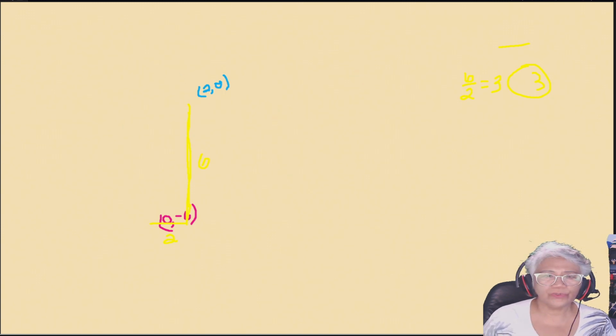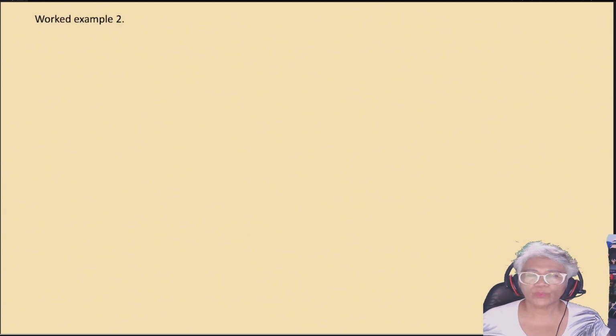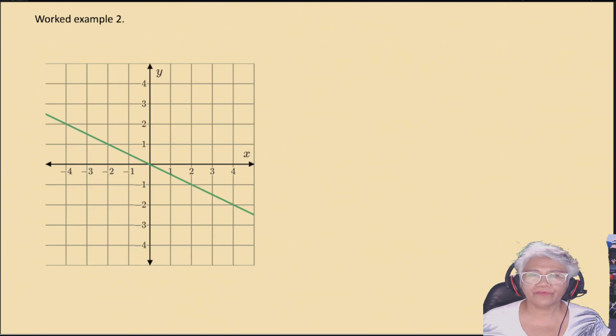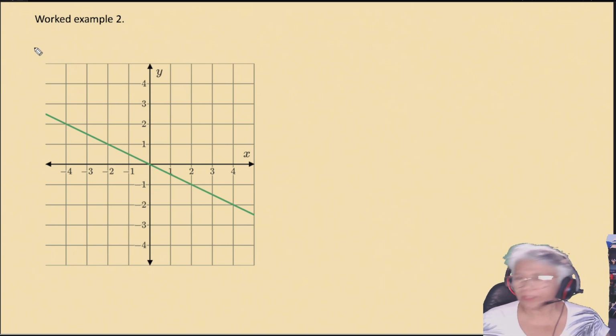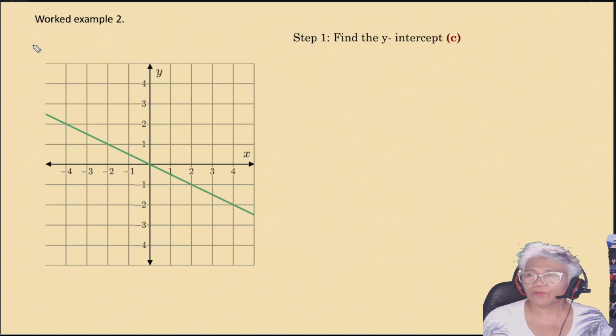So the next one is work example number 2. So you have another graph here. Okay, so the first one, find the y-intercept. Okay, y-intercept, again, it is the point at which the line crosses the y.